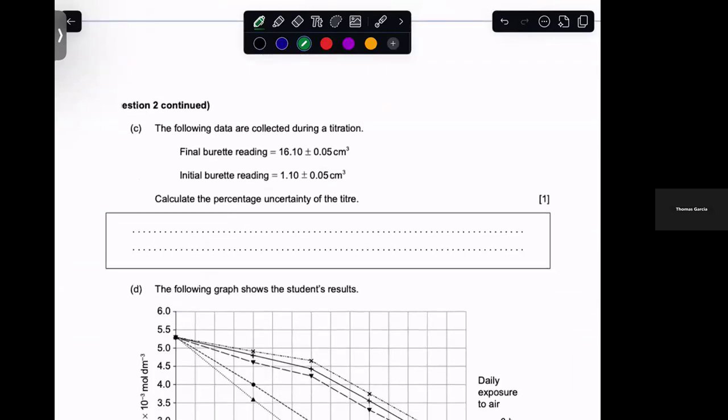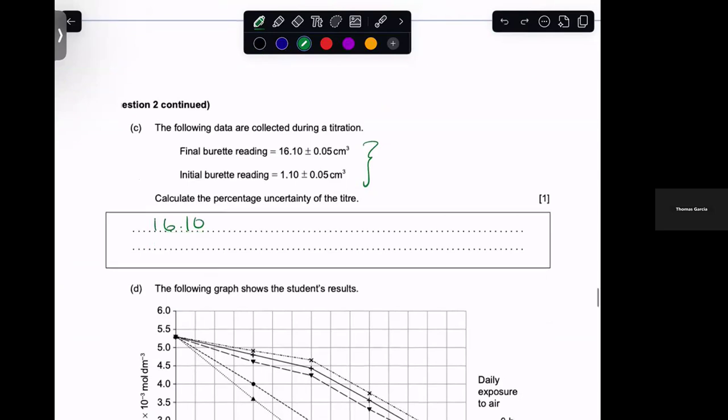The following data is collected during a titration. Calculate the percentage uncertainty of the titre. So for this, we have to notice a couple things. What is the total amount that is actually being used? To find the total amount, we're going to take 16.1 and subtract 1.10, and we get a total amount of 15.00 centimeters cubed used.